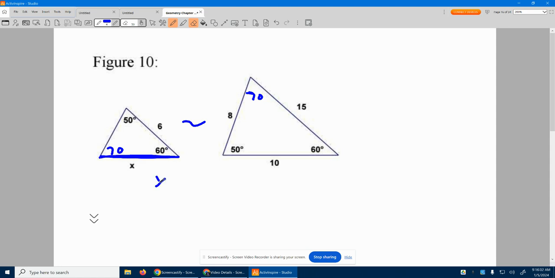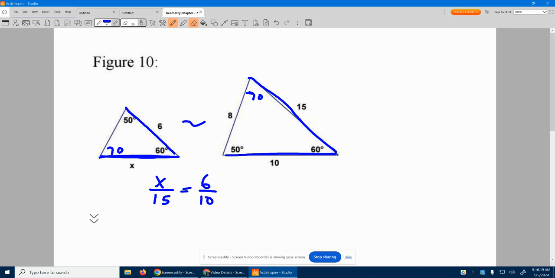Here's X. X corresponds with who over here? We have 60 and 70. Who's 60 and 70? That's the 15 side. All right, the only other measurement we have is 6. So 6 corresponds, he's between 50 and 60. 50 and 60 is the 10.